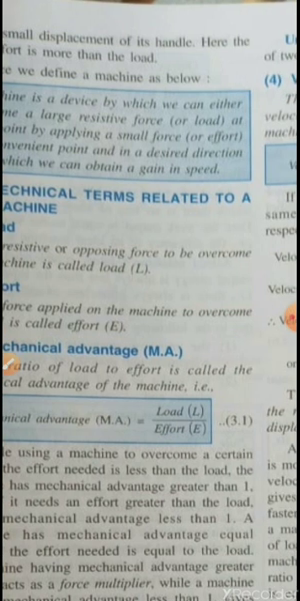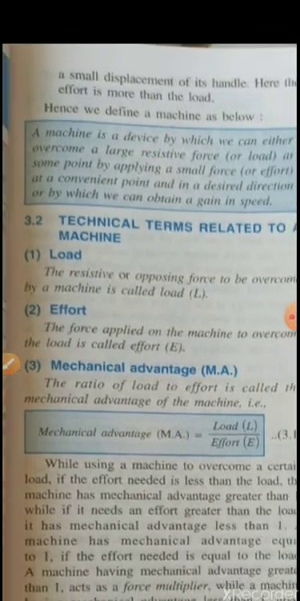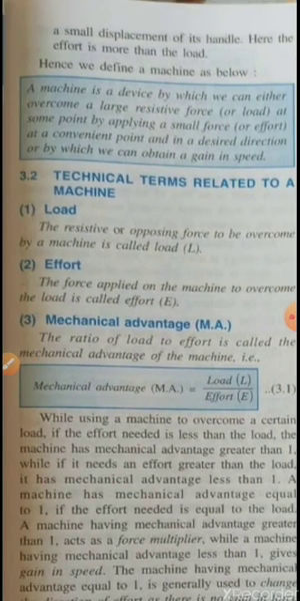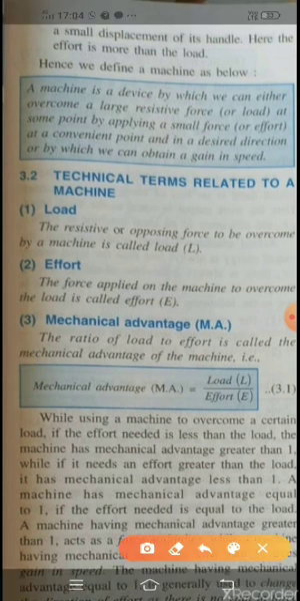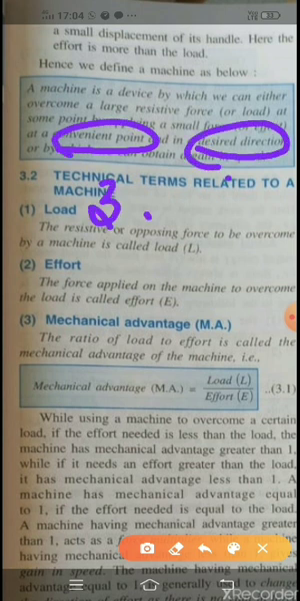So here we have a simple definition of your machine. A machine is a device with which we can overcome a large resistive force at some point by applying a small force at a convenient point and in a desired direction. Can you see, this is your second and third point, at a convenient point in a desired direction, which we saw recently before. Yes or no?